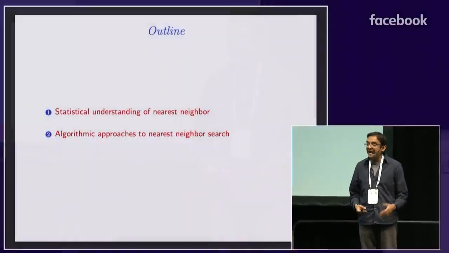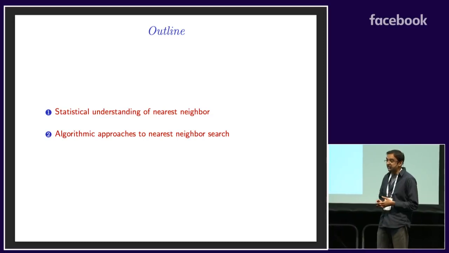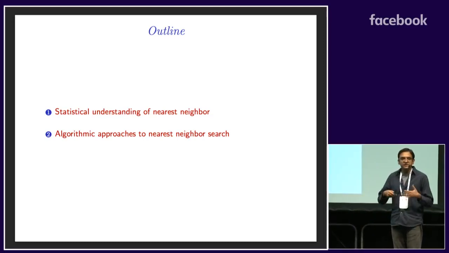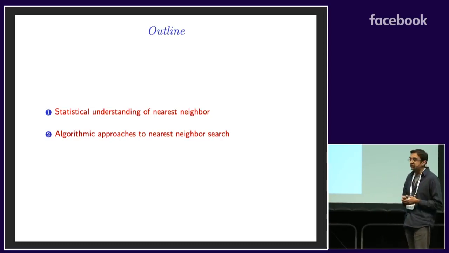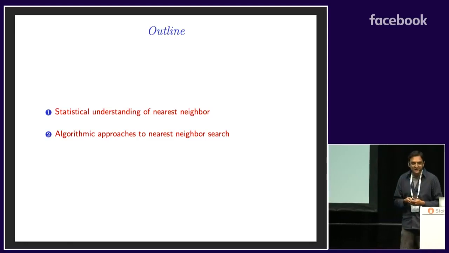Okay, so what I'll be doing is talking mostly about algorithmic aspects of nearest neighbor, basically algorithms and data structures for fast nearest neighbor search. But first, I'll just cement some of the statistical issues that Samory introduced.